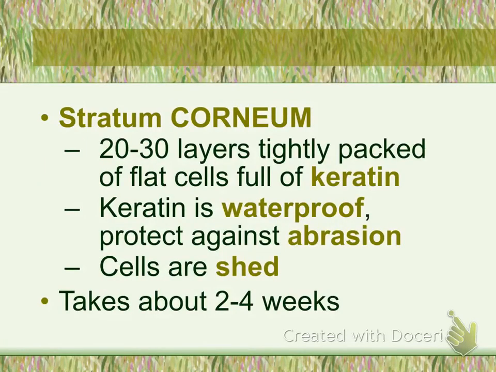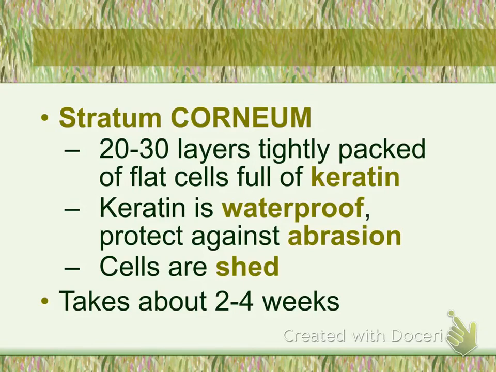The most superficial or the most outer layer is the stratum corneum. It is made up of 20 to 30 layers of tightly packed, flat, dead cells of keratin. And remember, the function of keratin is waterproofing, preventing water loss, and protection against any kind of abrasions or scratches, and this is where the cells are shed. You are basically shedding maybe 50,000 cells or more every minute.